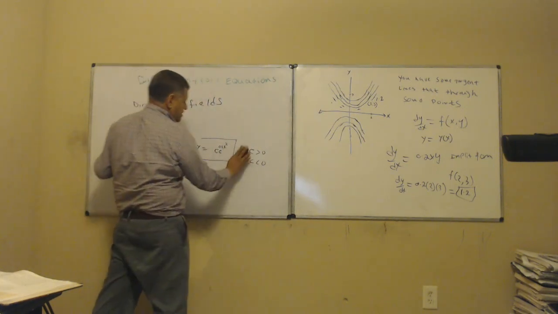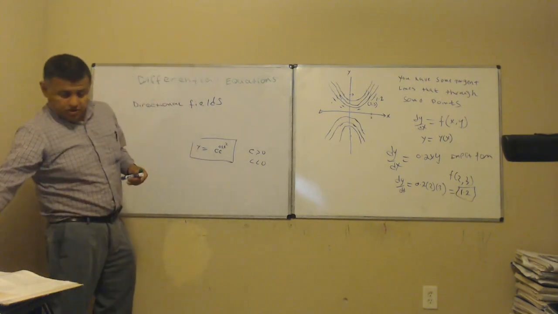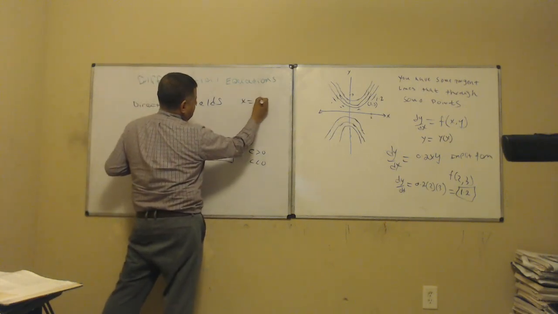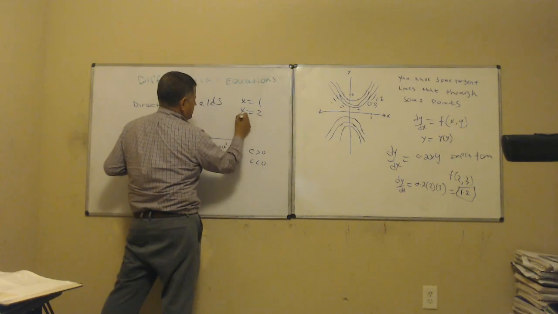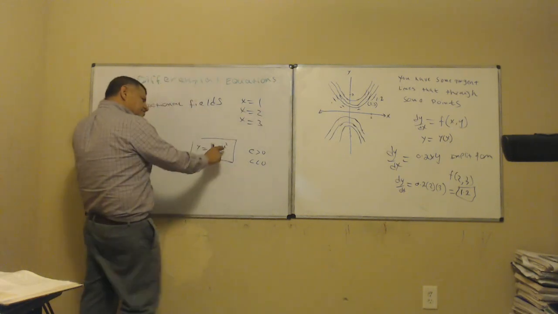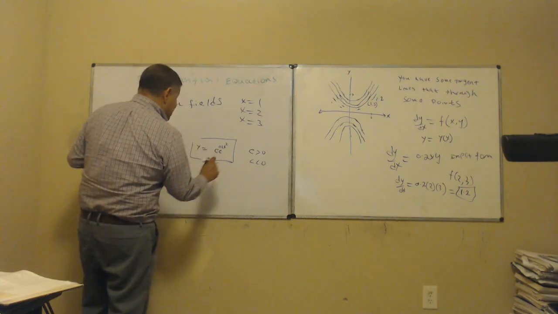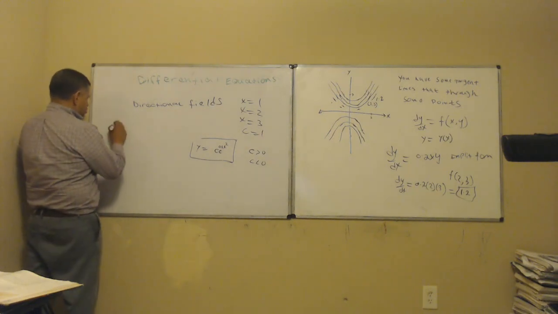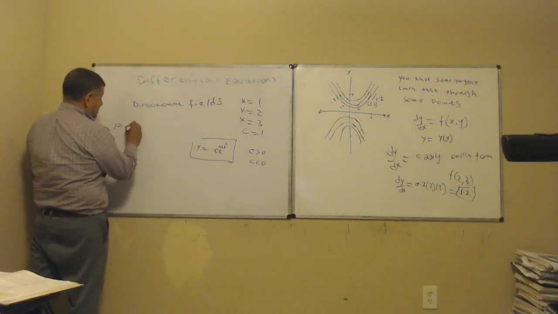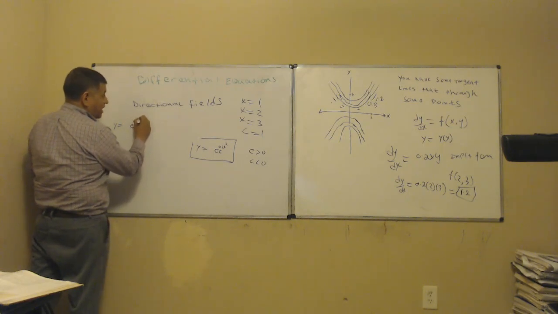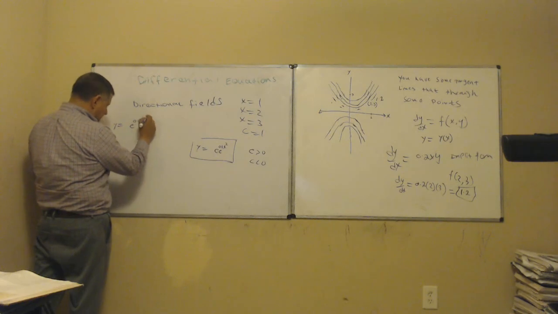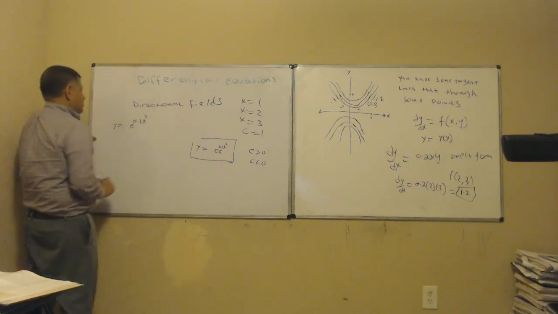So if you can see this number right here, let's say, for example, that x is equal to 1, x equal to 2, x equal to 3, the values of x, and c, just keep it, c is equal to 1. Let's plot some numbers. So y equals e to the 1 times x squared.